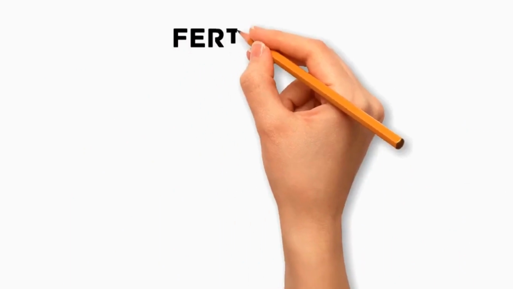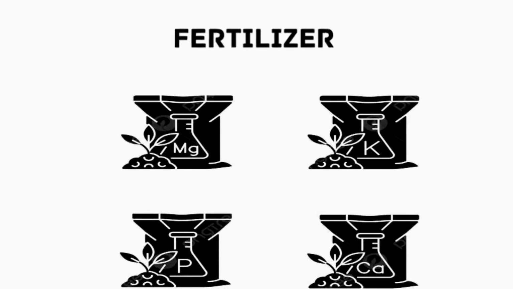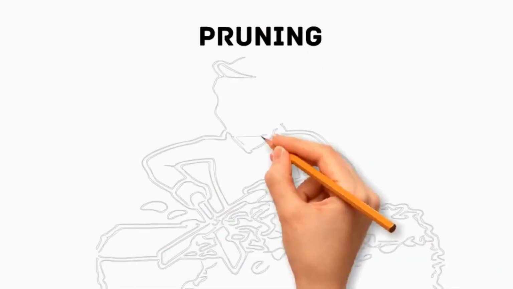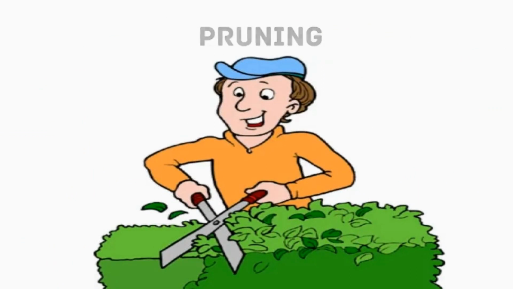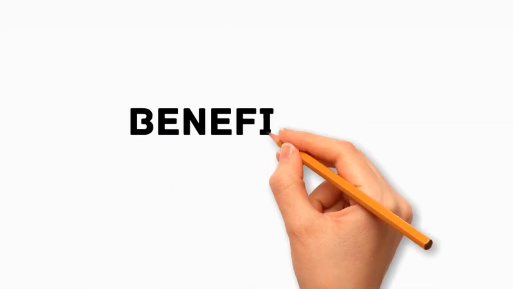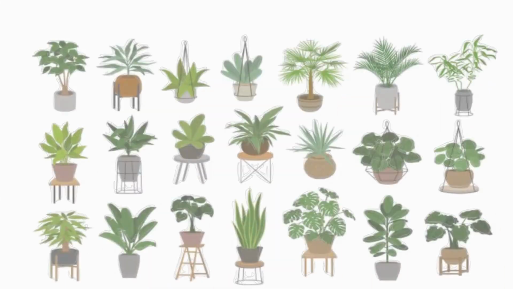Number 5, fertilizers. Fertilize sparingly, typically once every 2 to 3 months during the growing season, spring and summer, with a balanced, diluted liquid fertilizer. Number 6, pruning. It is usually not required for snake plants. However, you can trim any damaged or yellowing leaves at the base with clean scissors or pruning shears. Here are some benefits of snake plants. Let's see. It is an ornamental evergreen plant for your house and office with attractive and beautiful colors.